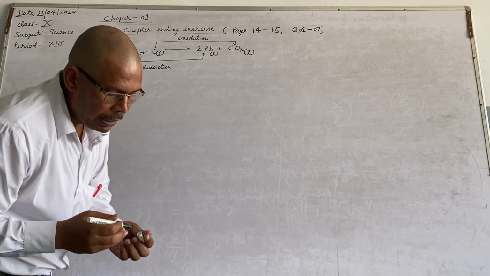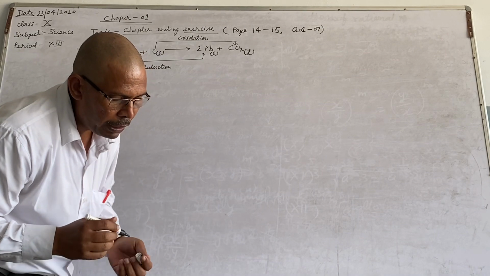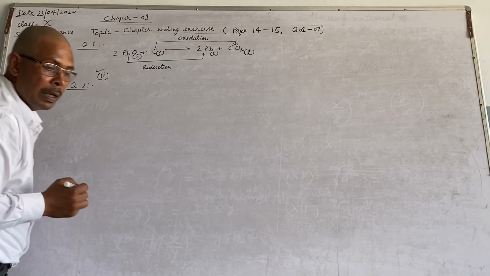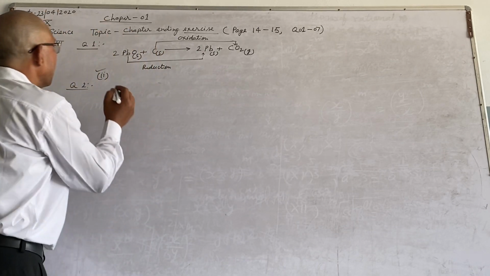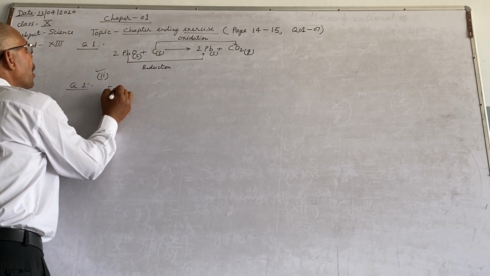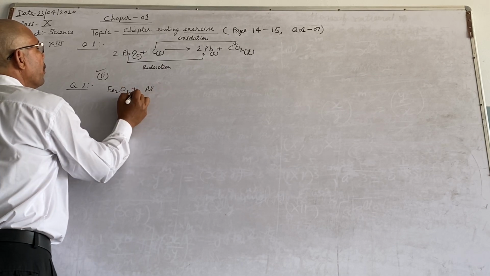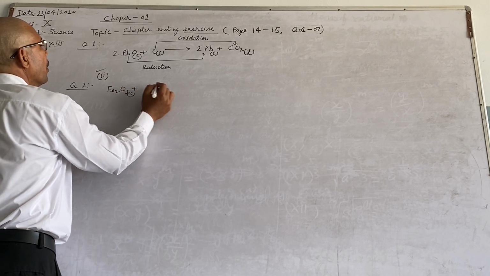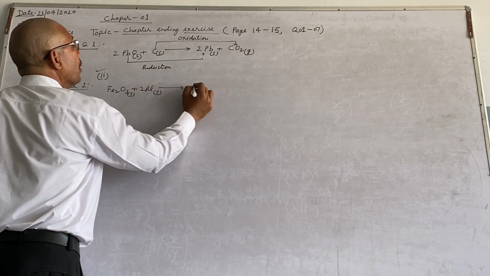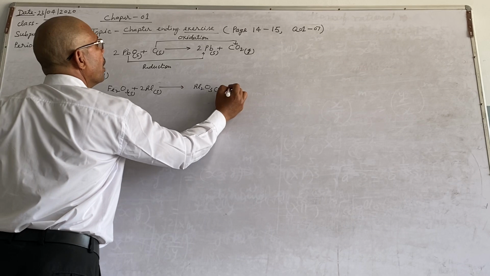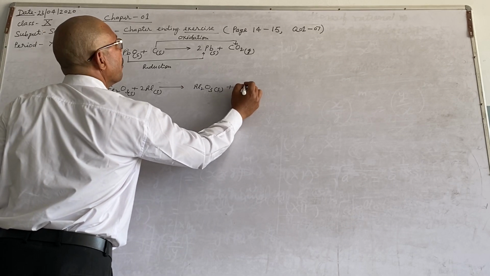Now see question number 2. Fe2O3 plus aluminum gives Al2O3 plus Fe.